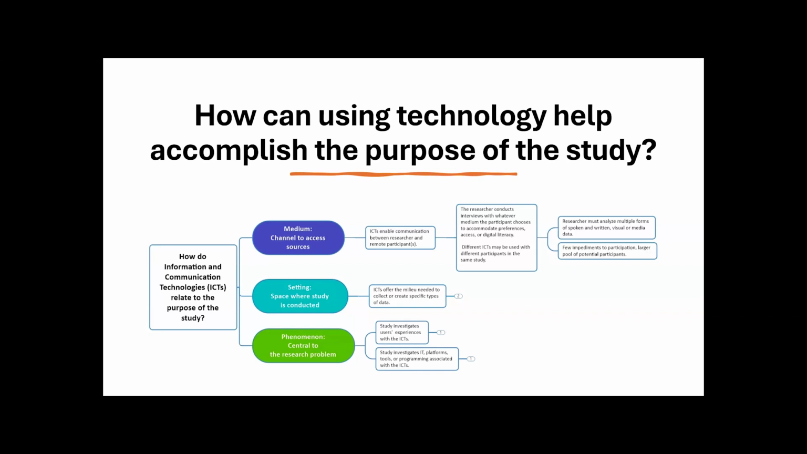So one of the things I might be thinking about, if this is my priority, is that maybe I'm studying parenting, or any topic that may or may not have anything to do with the technology. But if I'm thinking about the medium, then I'm thinking, well, what is my participant comfortable with? What do they have access to? What do they prefer? What's easier for them?